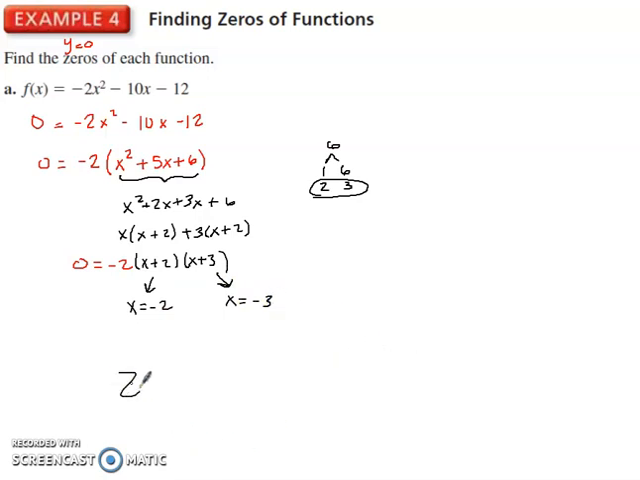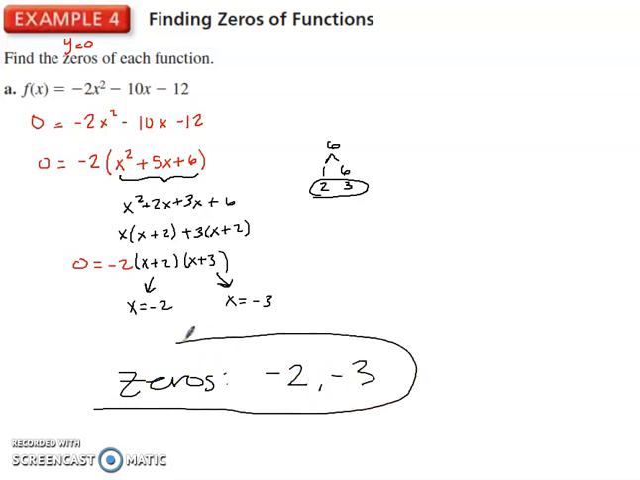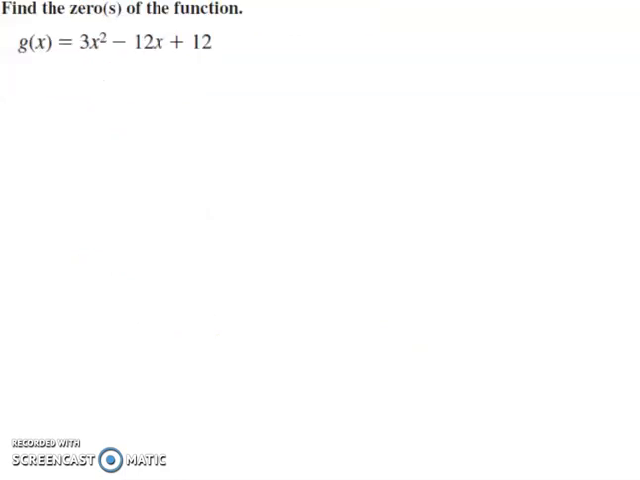So my zeros are negative 2 and negative 3, meaning that this is where my graph crosses the x-axis. All right, your turn. Pause the video and try finding the zeros for g of x.